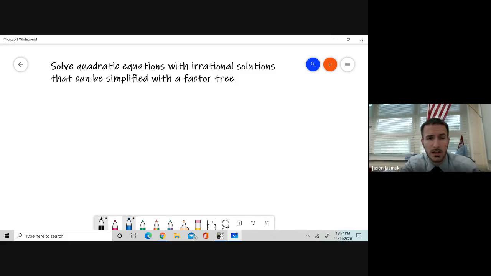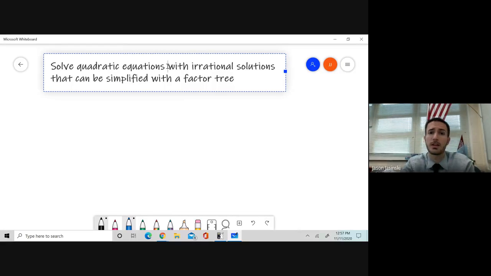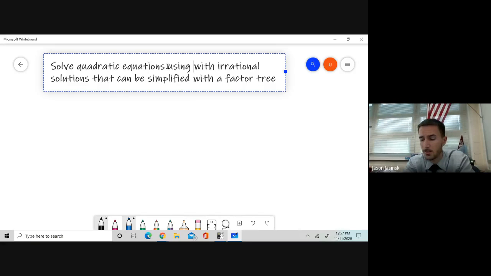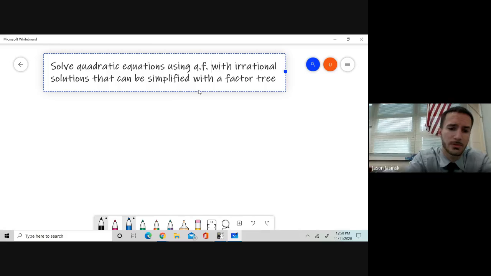Today's lesson would be on solving quadratic equations using the quadratic formula with irrational solutions that can be simplified with a factor tree. All right, so at this point, you should be expected to understand the quadratic formula well, and you would also know how to simplify radicals. If you don't, you could also follow it in here. So we're kind of merging radical simplifying with the quadratic formula. All right, so we're going to do two examples.